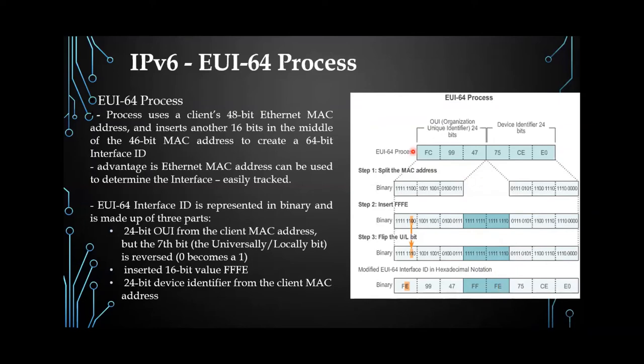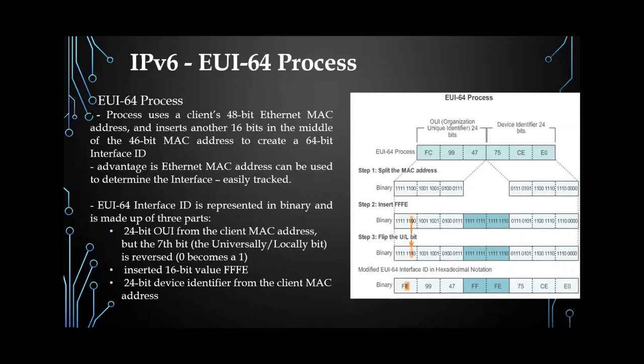that the big chunk of the MAC address is divided into two parts, 24 bits and 24 bits, separated, and FFFE in between. FFFE in hexadecimal can be converted into binary like 1111111111111110. So you can say this 48 bit has now become 64 bit, right?